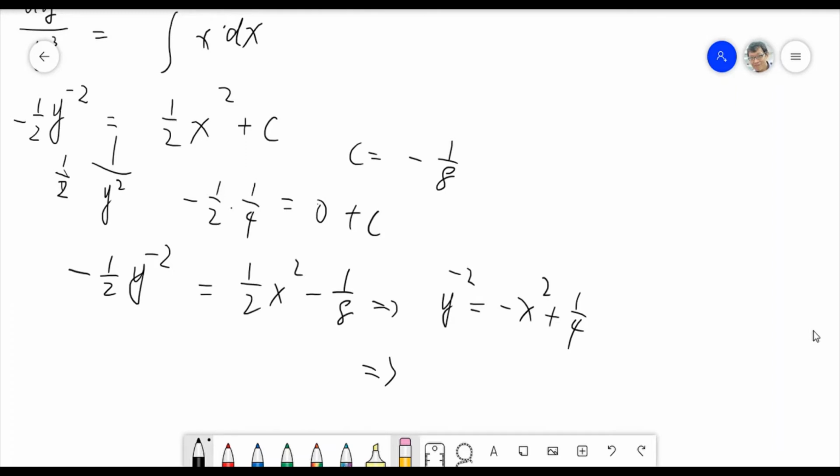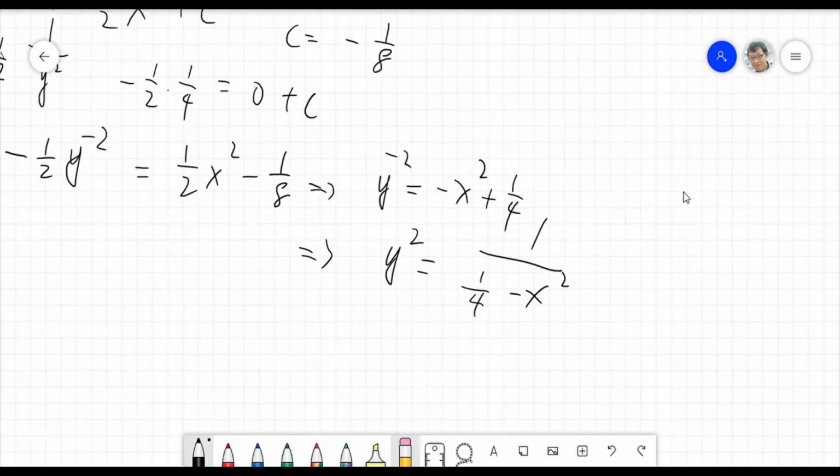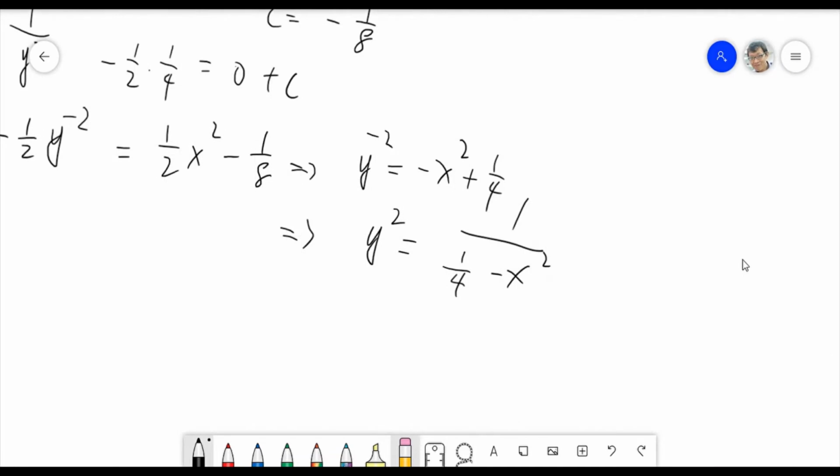We change the sign to positive, so we move it to the right side. So y squared equals 1 over 4 minus x squared over 1. Am I right? So this is already the final equation that we can go on to solve.